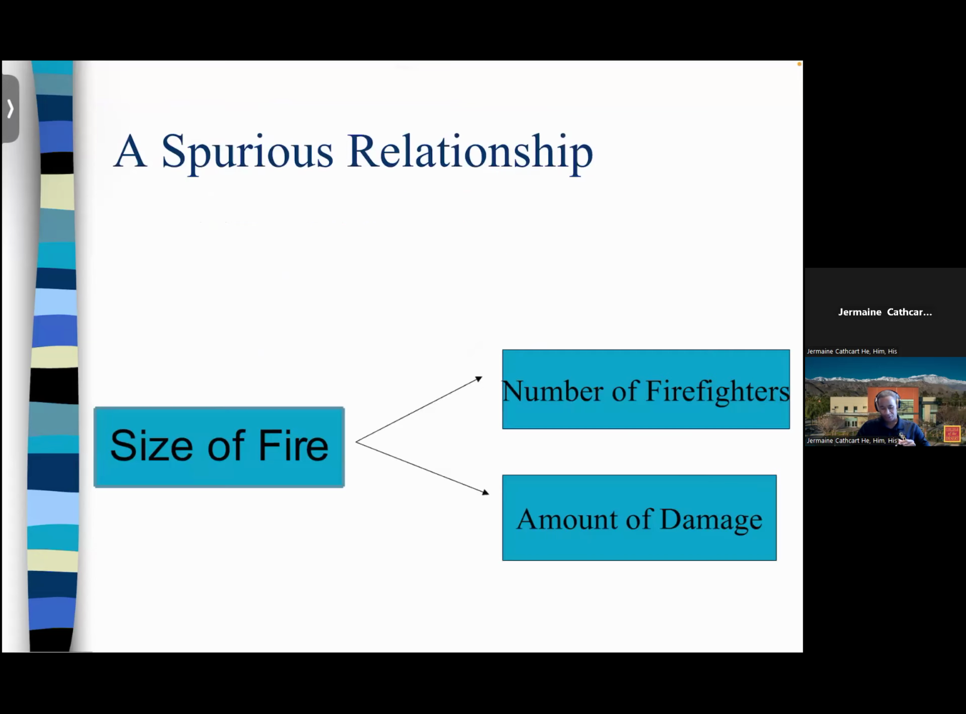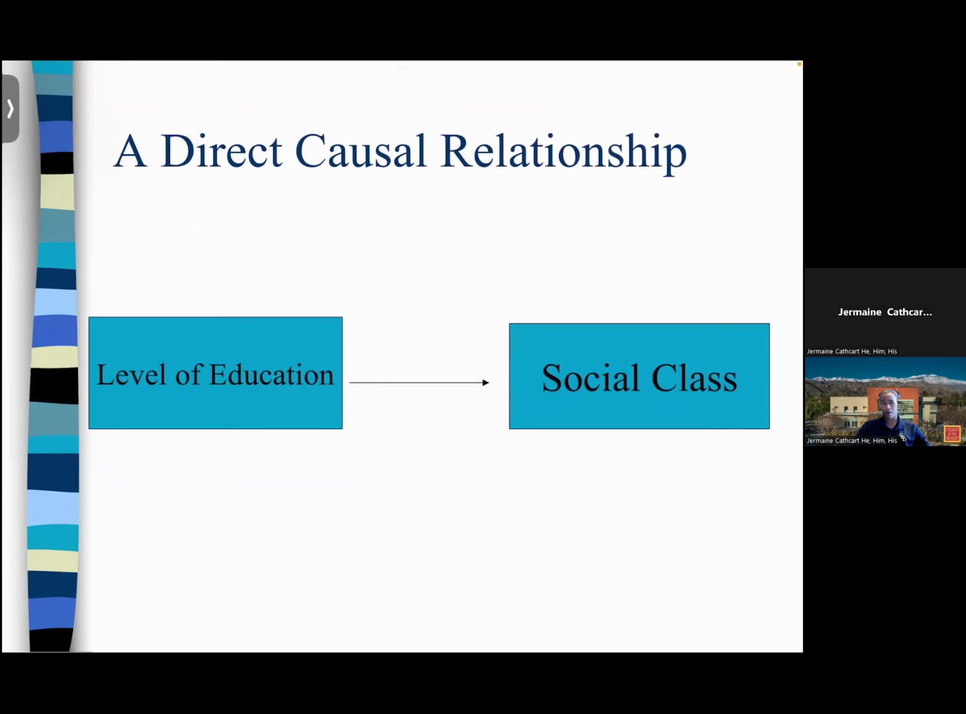Okay, so spurious relationship, like I said, for example, fire causes an increase in the number of firefighters and also an increase in the amount of damage caused by a fire. Okay, now a direct causal relationship would be looking at something like your level of education and your social class, right? That's a direct causal relationship where your education level does impact your social class, and a lot of times impacts your income as well.